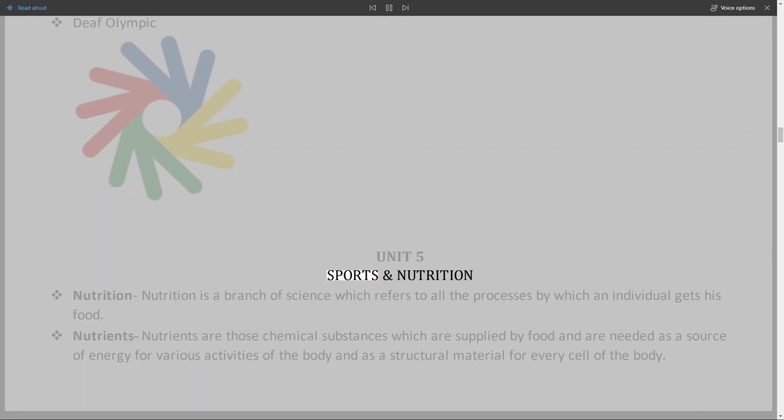Unit 5. Sports and nutrition. Nutrition is a branch of science which refers to all the processes by which an individual gets his food. Nutrients are those chemical substances which are supplied by food and are needed as a source of energy for various activities of the body and as a structural material for every cell of the body.